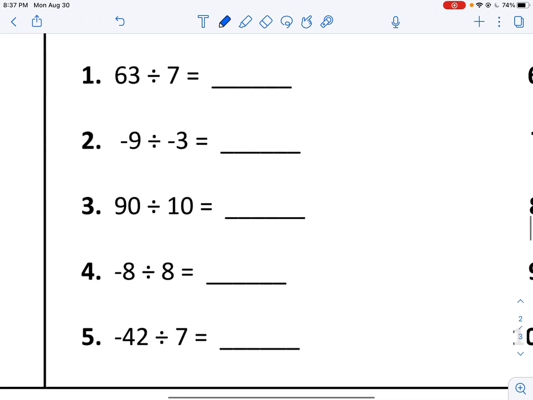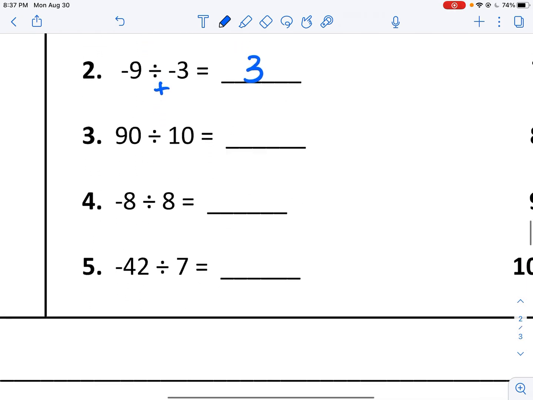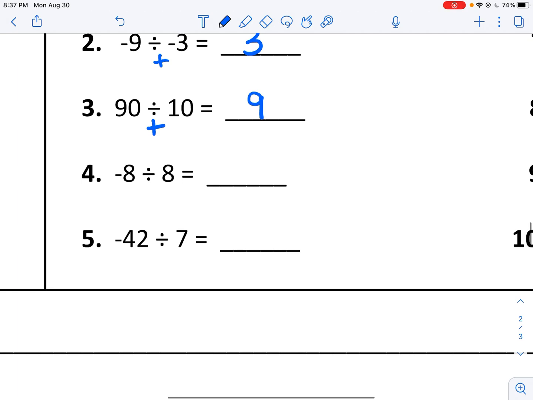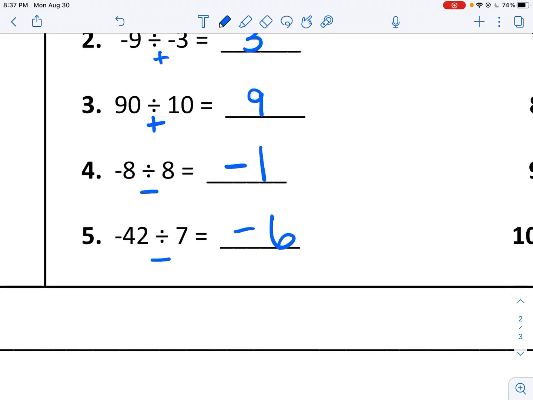Now, down here, we're doing the same thing, except we're doing division instead of multiplication. Signs are the same, so that's positive, and it would be 9. The signs are the same, so it would be positive, it would be 3. The signs are the same, so it would be positive, and you would get 9. Signs are different, so the answer is negative, and it would be negative 1. Signs are opposite, so the answer is negative, and it would be negative 6.